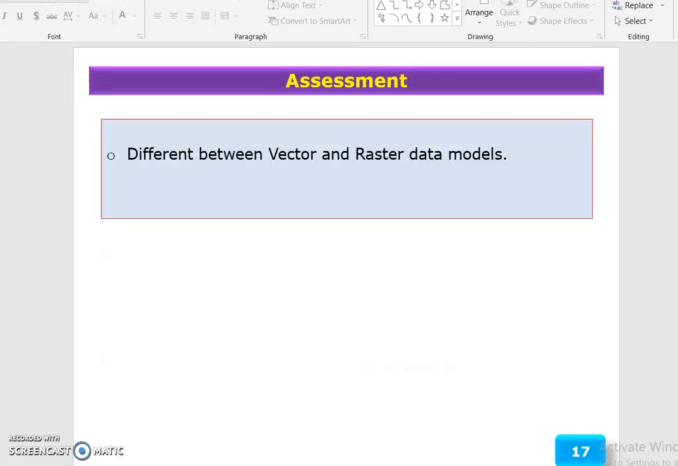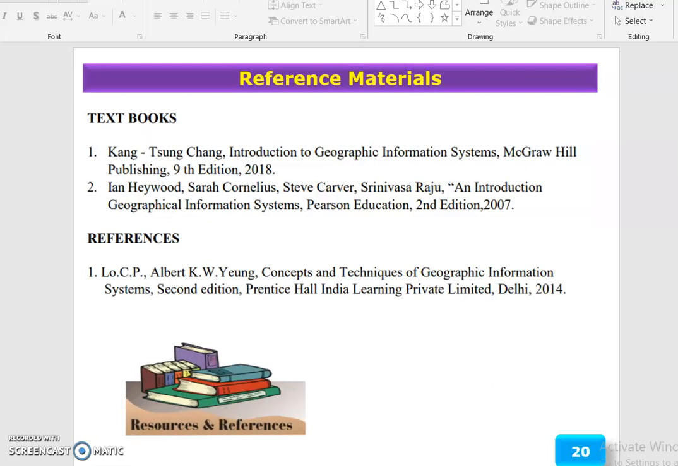So the assessment for this session: explain the difference between vector and raster data model. These are the reference model.